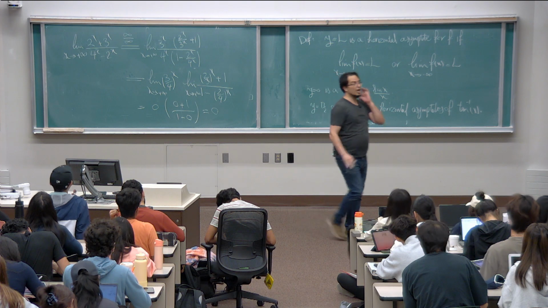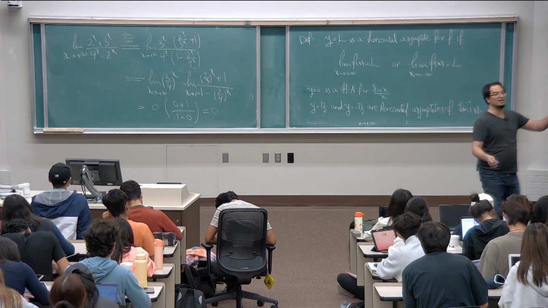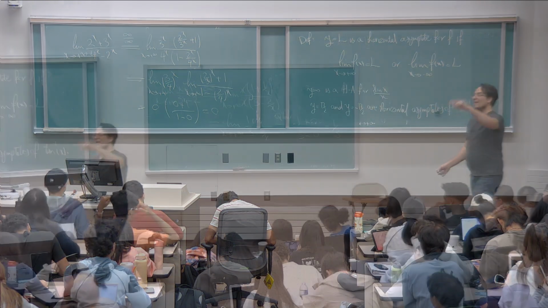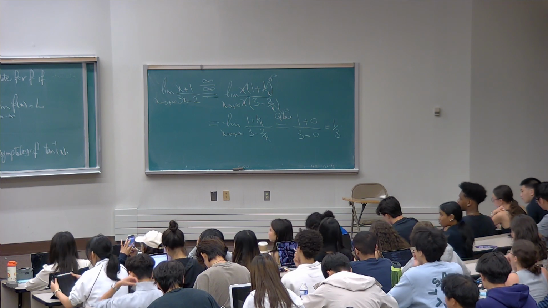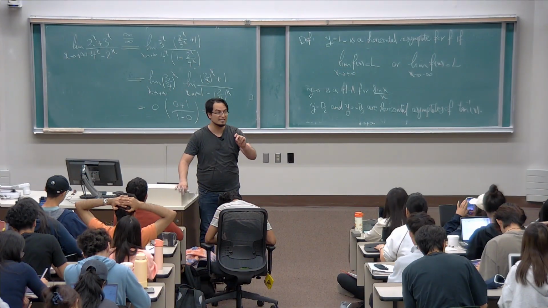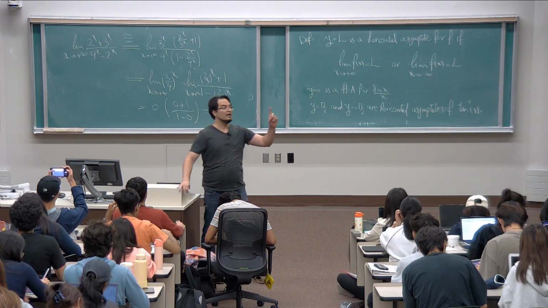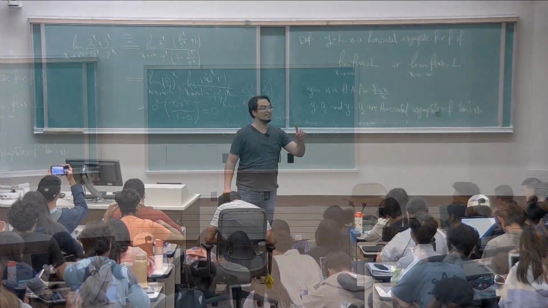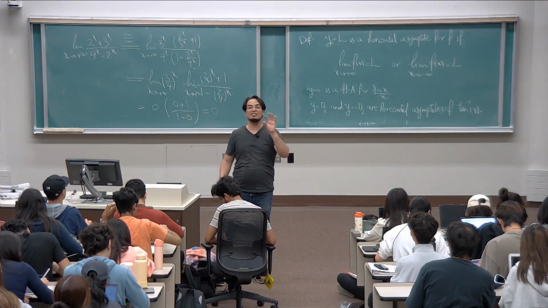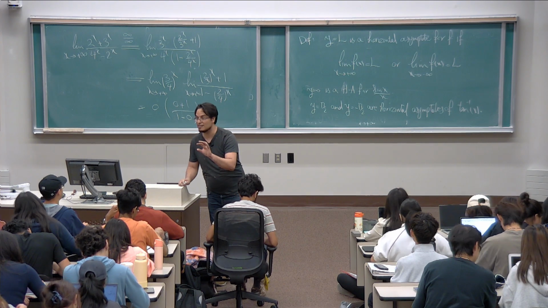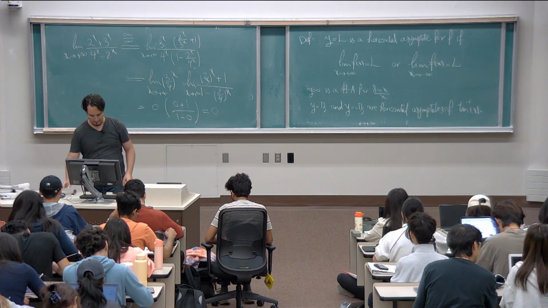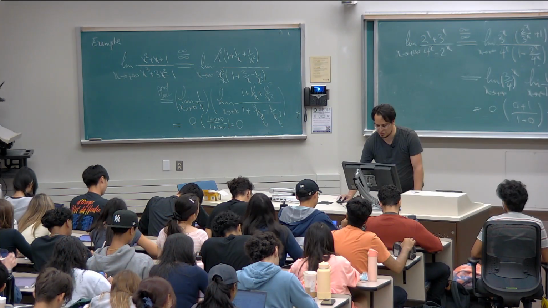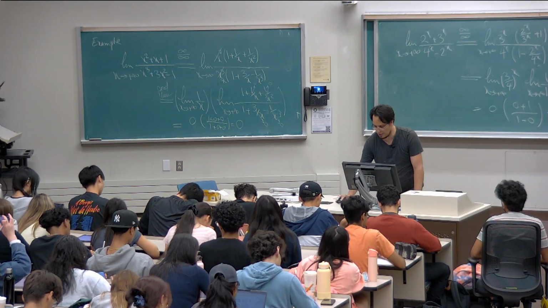So the dominant term in the polynomial is the highest power. When x goes to infinity for the exponential ones, it is the highest base. When x goes to negative infinity, it is the lowest base. Lowest base in that case. Any questions? Any comments?